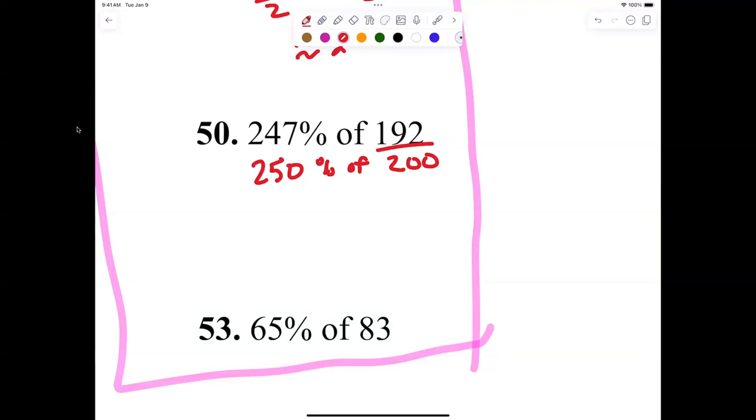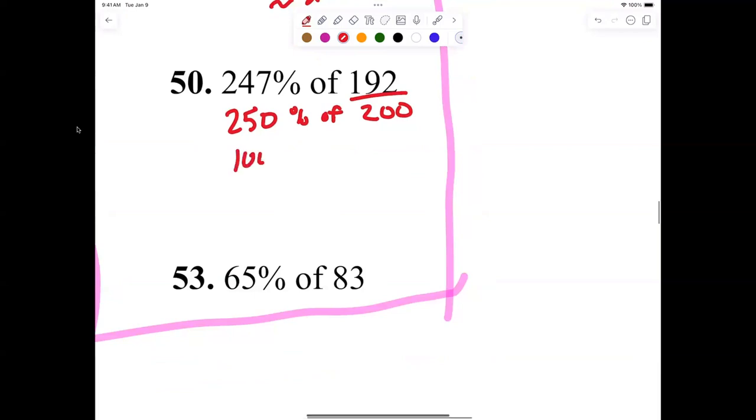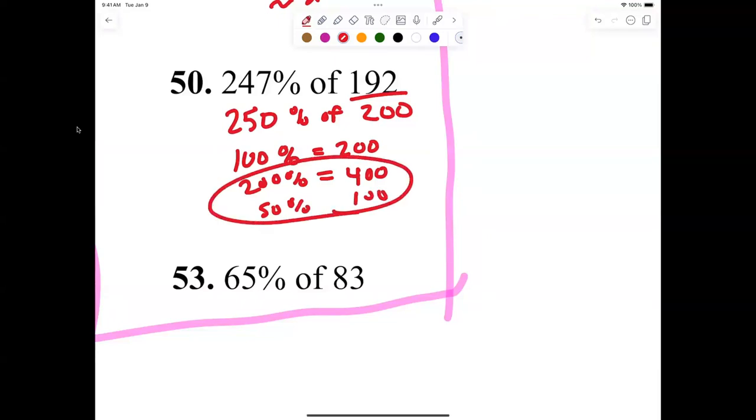I'd rather just say 250%. What's 100%? 190. I mean, 200, I guess. 200. All right, so 200% would be what? 200% would be 400. What's 50% of 200? 100. So altogether, that would be what? 500.